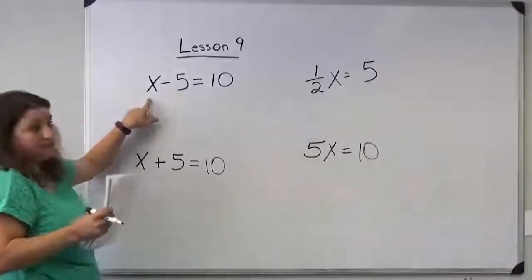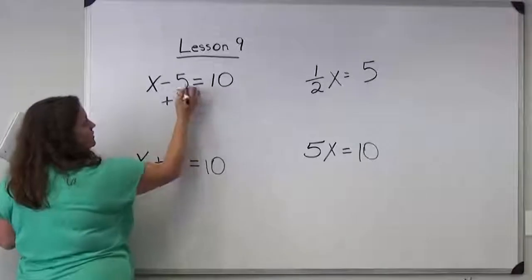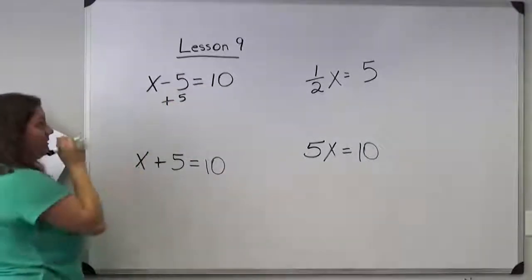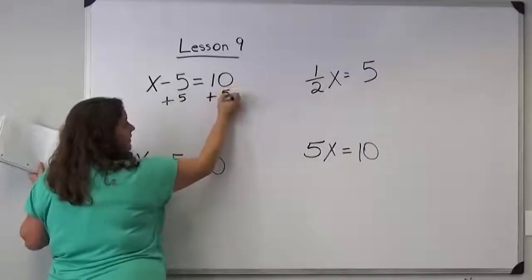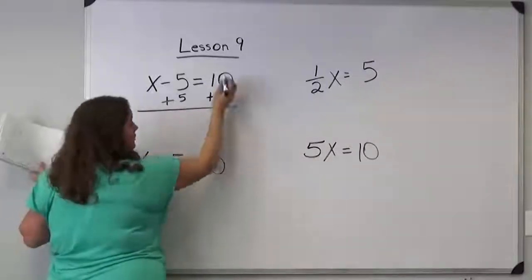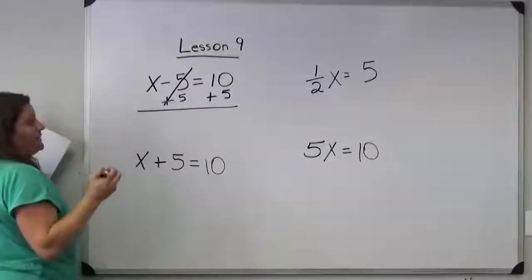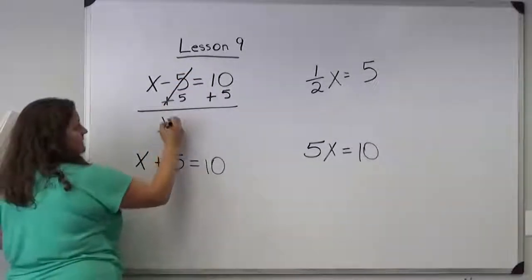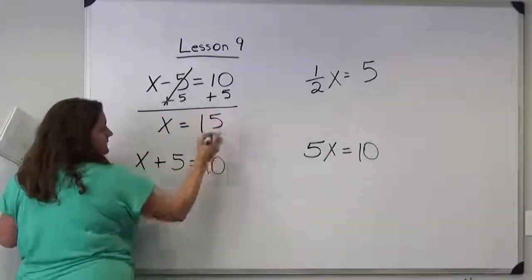So if I want to get this x by itself, what I'm going to do is add 5 here, because you know that negative 5 plus 5 is 0. So that gets rid of that 5. But that means I have to add 5 to this side also. And then you just complete your math here, your arithmetic. Those will cross out because we know it's 0, and you're left with x equals 10 plus 5 is 15.